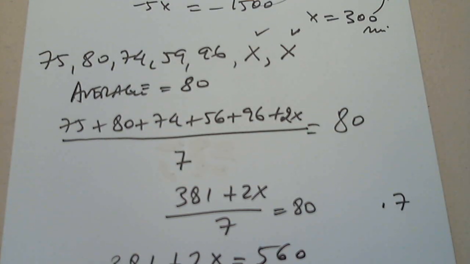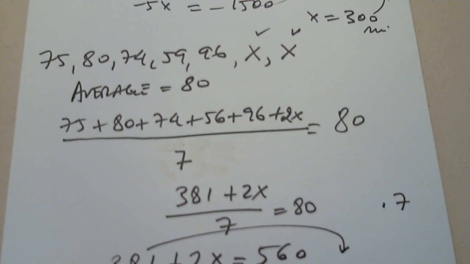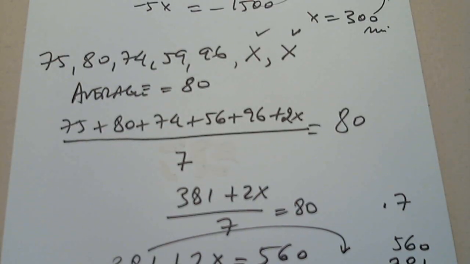Good. What is the next step now? Move the 381. Absolutely, yes. 2x equals 560 minus 381. So I got 179. Divide by 2. Very good. Now we divide by 2. So what do I get? I get 89.5.